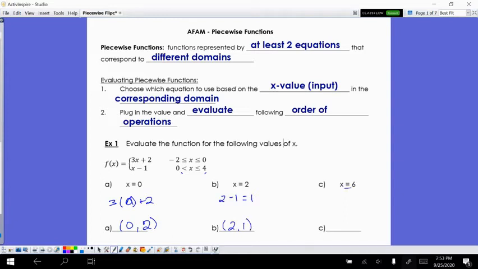The last question asks us what to do with 6. Well, 6 does not fit between -2 and 0, and 6 does not fit between 0 and 4. So it is not defined for our function. So this does not exist, which is a possibility as well. It simply is not on our graph.